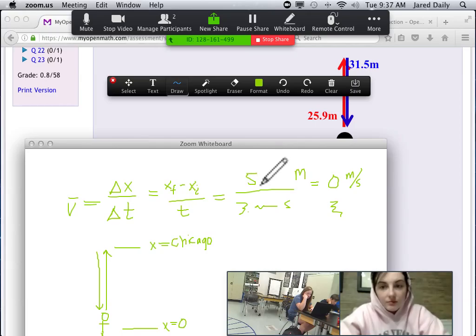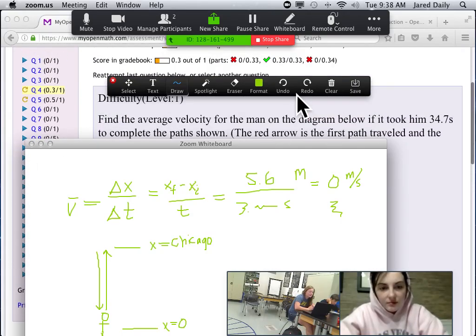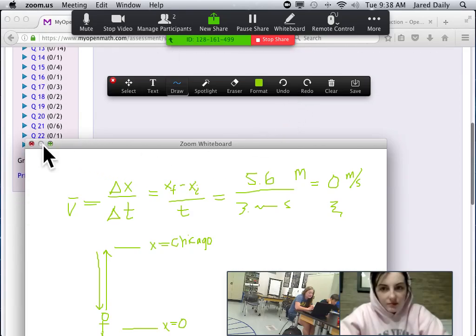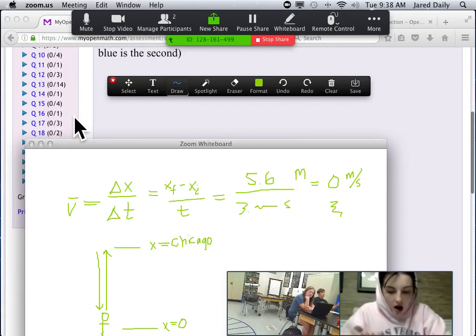I got that right, but this is the 5.6. I forgot that it was 3 seconds. So let's do the time. What is the actual time? It's 34.7 seconds. So that's good to know. So what is our average velocity if we take 5.6 divided by 34.7? Where's my calculator?